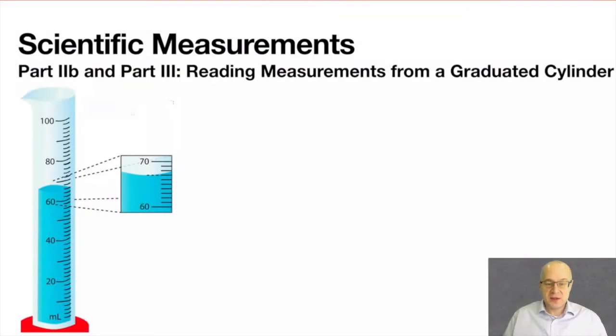Here, this is a graduated cylinder. Graduated cylinders are generally used for measuring volume, pretty much all the time. So let's take a look at this. Now, when you're using a graduated cylinder, you have to look for something called the meniscus. The meniscus is this curved line right here.